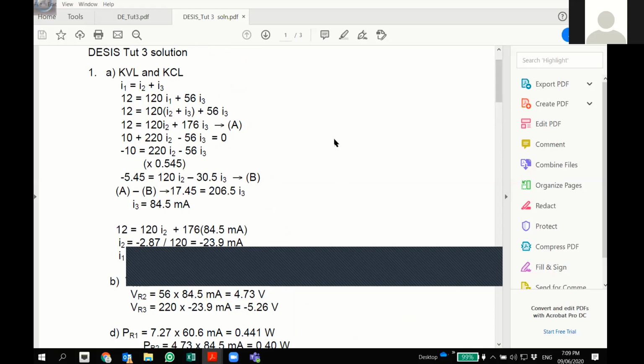Is it I3 equals to I1 plus I2? Yeah, correct. I3 equals to I1 plus I2. Sorry, what do you say again? Just now we go back to the circuit, is I3 is I1 plus I2, right? Yeah. Here it becomes I3 equals to I1 minus I2 already. Yeah, that one, the negative sign.